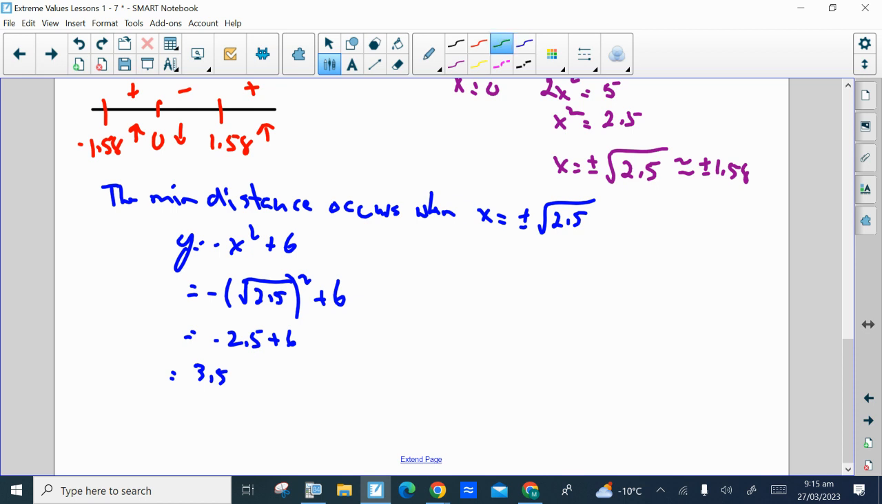So the points will be at plus and minus root 2.5, comma 3.5. So there's the points on the curve that are closest to the point 0, comma 3.